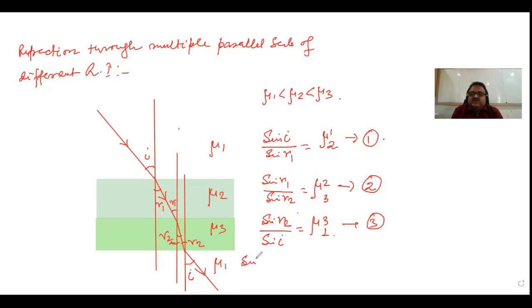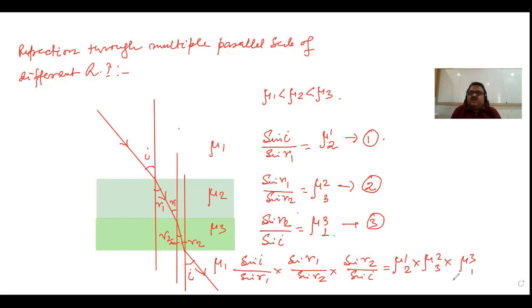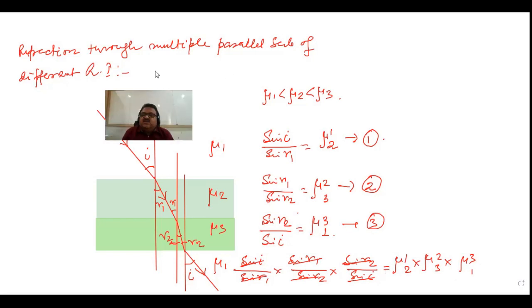So look at this. Sine of I by sine of R1, into sine of R1 by sine of R2, into sine of R2 by sine of I. Watch it: this sine I gets cancelled with this, sine R2 gets cancelled with this, sine R1 gets cancelled. So we obtain from this a very clear relation. What is that? Mu 1 2, mu 2 3, mu 3 1 is equal to 1.